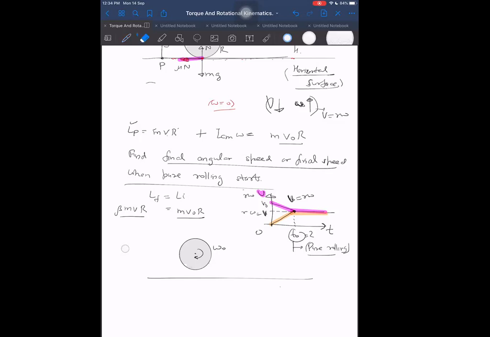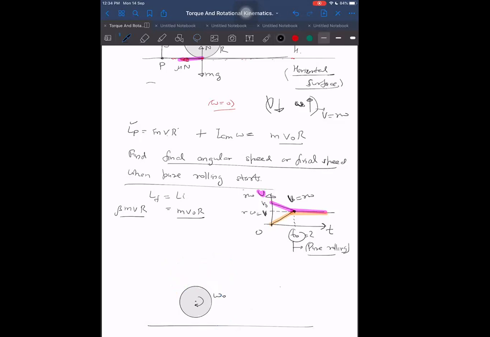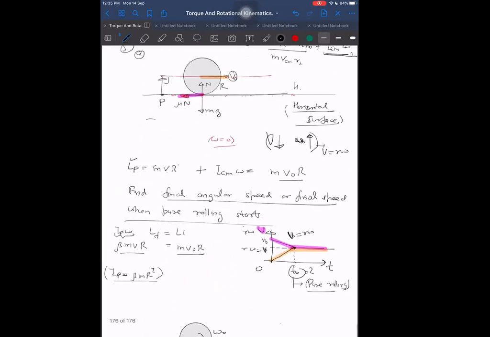This time I'm doing it faster, quickly writing it. I'm not even writing Ip into omega, because you know this thing is Ip into omega only. If you write Ip into omega, that will become beta m into v into r, where Ip is equal to beta m r square, according to my own notation, right? So finally, if it will be pure rolling about P point.